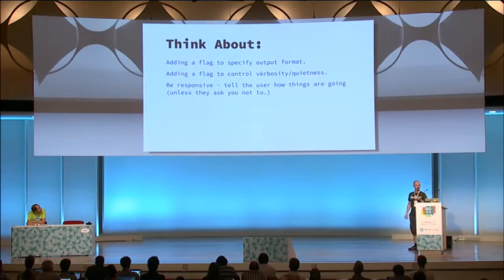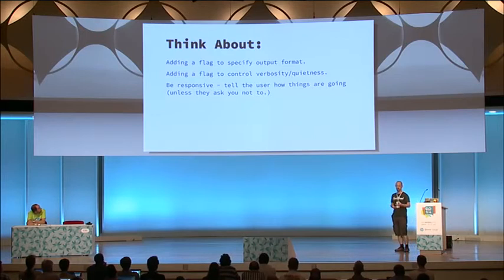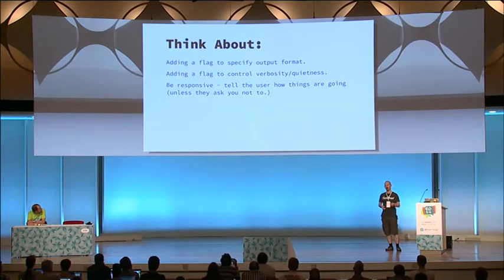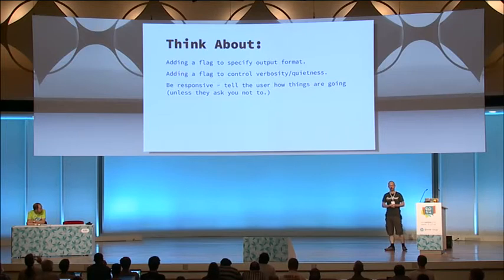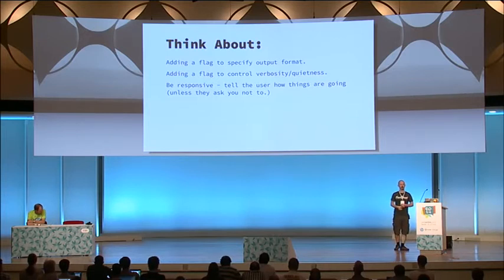So with I/O, you want to think about adding a flag to specify output. So I said you can automatically decide, and you probably should, but always let the user override that, because they might not want that JSON written to a file. They might want the output that they're used to on the screen for some reason. And the same with verbosity and quietness. Add a flag to allow them to choose how much information they see. And also be responsive. So tell the user that things are still going on. Don't just leave them with a blinking cursor on a black screen. That would be bad.